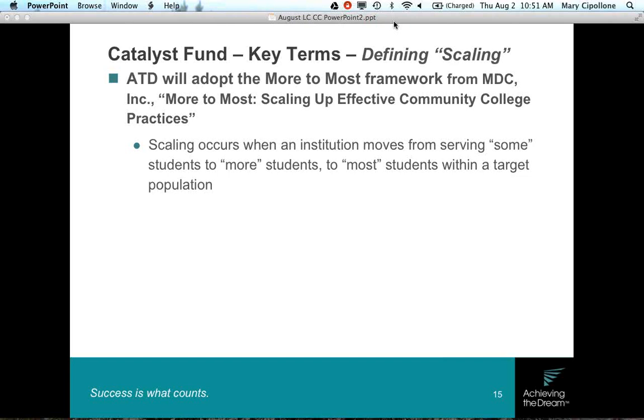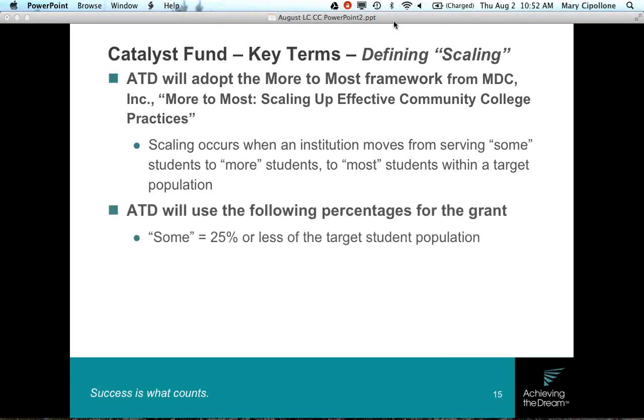Sorry about that. So from this discussion, we have the More to Most Guide to Scaling, which Achieving the Dream and colleges have found a framework to help guide the Catalyst Fund work and to assist us in measuring scale. I won't go into the details of More to Most, since we did do a Leader College call on this, and many of you are familiar with the More to Most Guide.